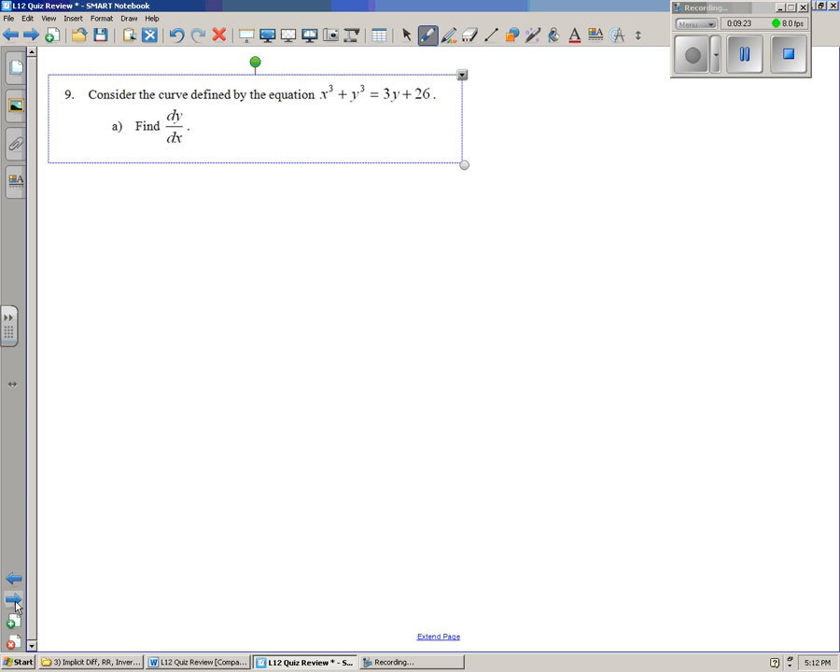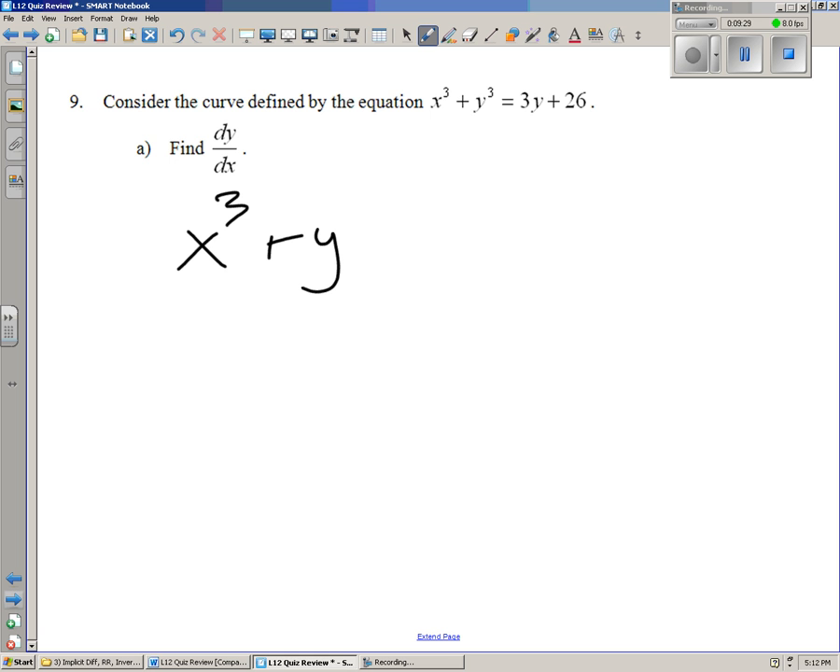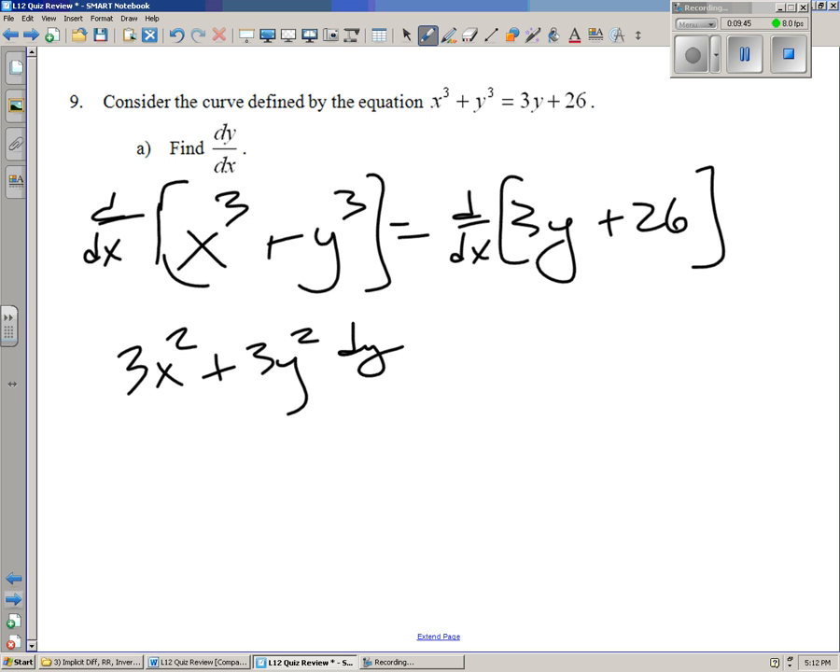All right, number 9 says, consider the curve defined by this equation. We want to find dy over dx. This really should be something you can do virtually with your eyes closed. We're going to take the derivative with respect to x on both sides. So we have 3x squared plus 3y squared dy over dx equals 3 dy over dx. And the constant term goes away. So now we want to move all the dy dx's to the other side.